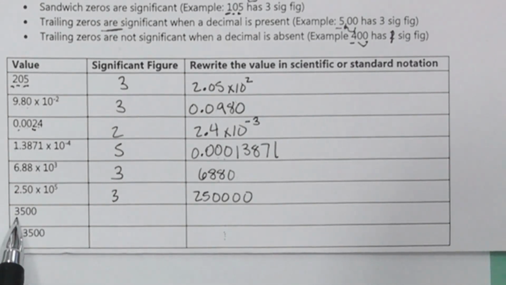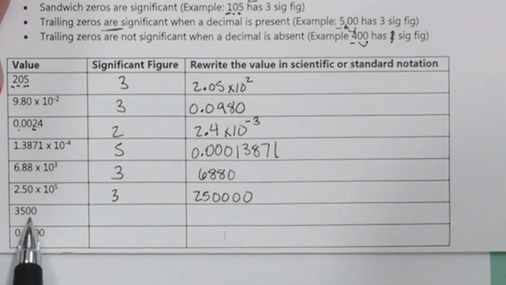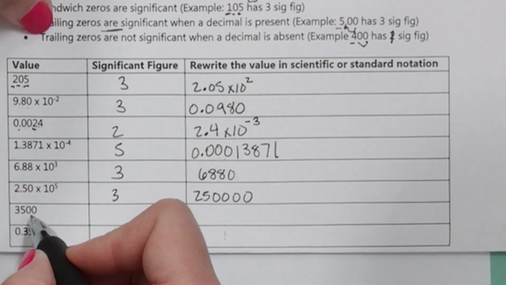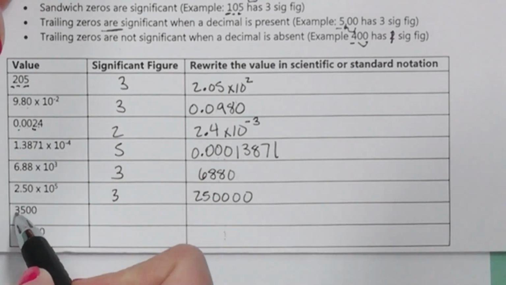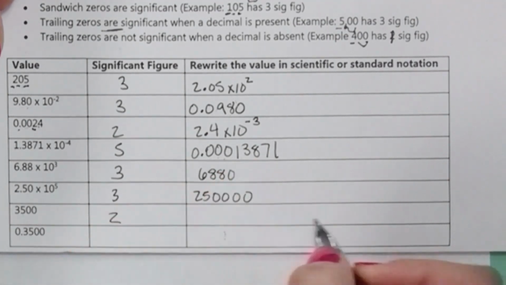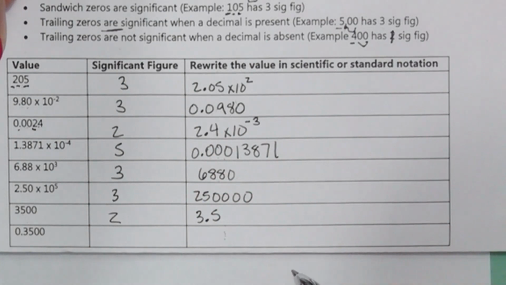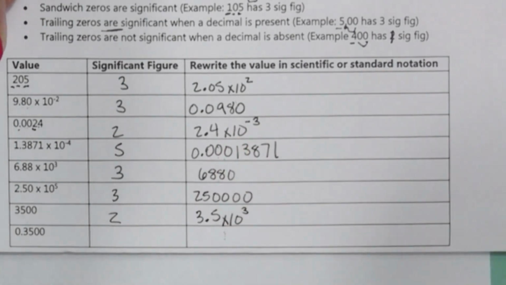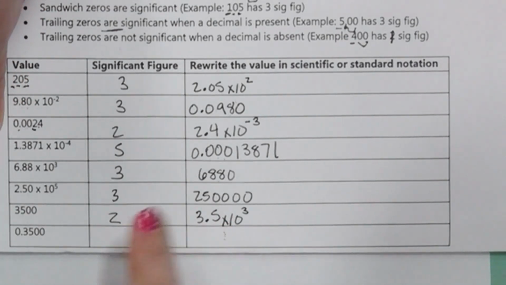All right, so let's look at my next example, 3500. These zeros are not locked in by a decimal. They are what we would consider a trailing 0. They are not significant. I have 2 non-zero digits here, a 3 and a 5, so I have 2 sig figs. So when I put this into scientific notation, 3.5 times 10 to the third, my scientific notation does have 2 sig figs as well.